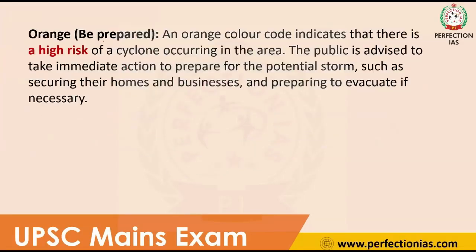The next is orange. Orange means be prepared. Orange is one step further than yellow. This will be given during the time of high risk, or 24 hours to 48 hours before the occurrence of the cyclone. The public is advised to take immediate action. Why? Because the cyclone is going to occur in 24 to 48 hours, and the intensity of the cyclone is very severe when the orange alert is given. The IMD asks the public to take necessary measures such as securing their homes and businesses, and preparing to evacuate if necessary. So this is the orange code.